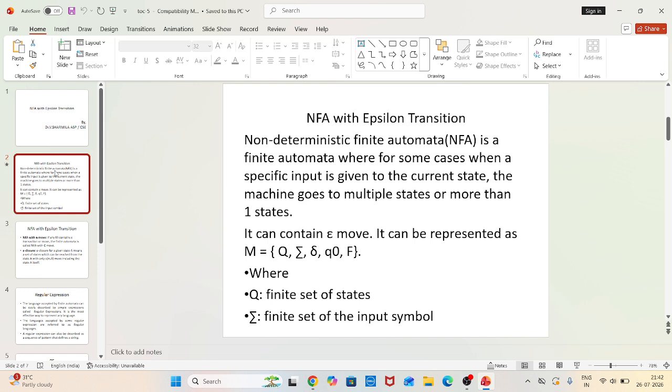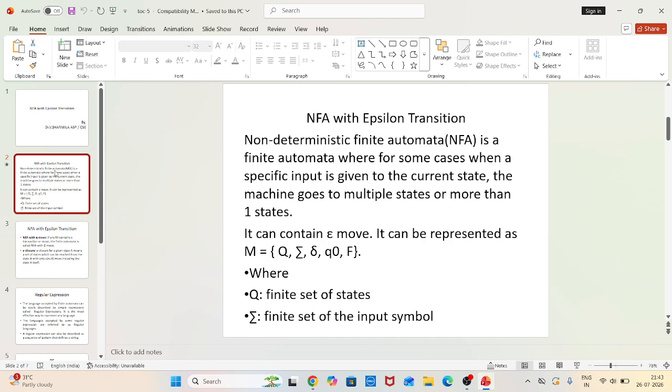That is, NFA with epsilon transition takes epsilon as an input and moves from one state to another state. Here epsilon means empty string. Epsilon means empty string. The length of the string is 0. That is, without receiving any input symbol, it moves from one state to another state, called NFA with epsilon transition.